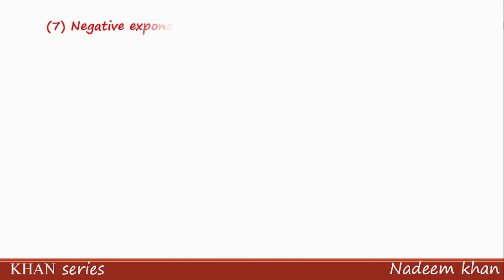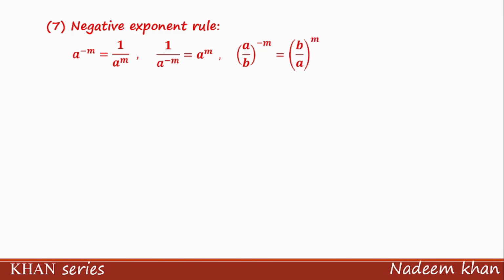Rule number 7, negative exponent rule. A to the power minus m equals 1 divided by a to the power m. When a base has a negative exponent, we take the reciprocal and make the exponent positive. 1 divided by a to the power minus m equals a to the power m, and a divided by b whole power minus m equals b divided by a whole power m.